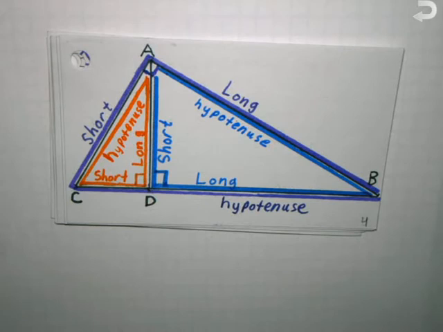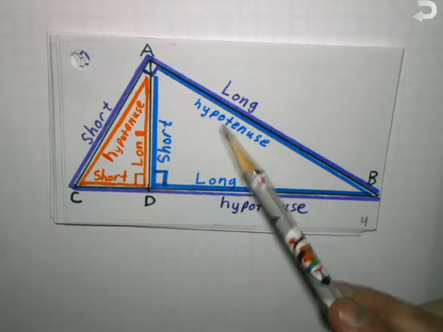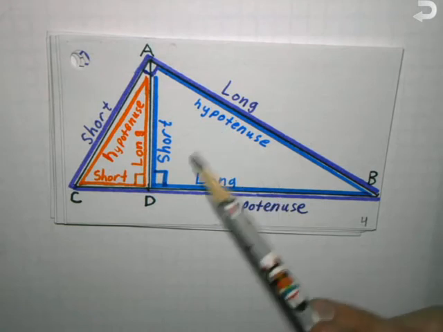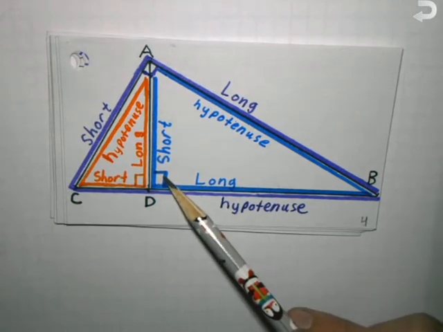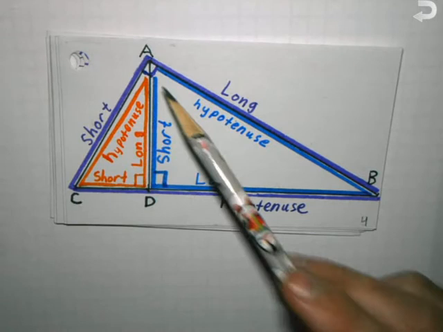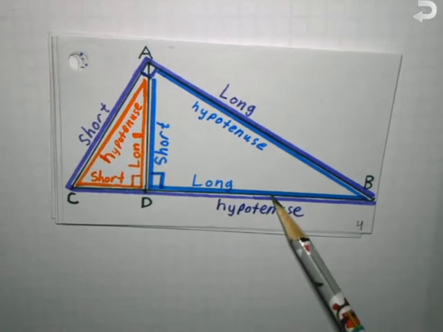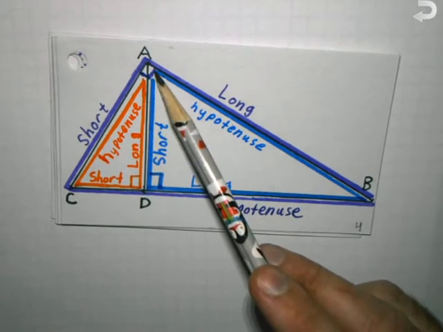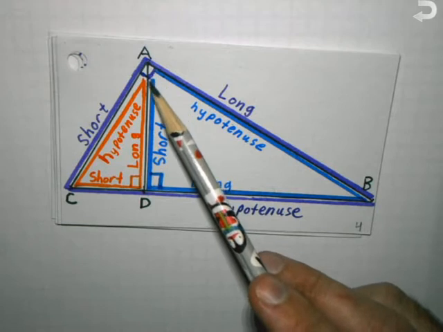And the hypotenuse is always opposite of the right angle. The hypotenuse is opposite the right angle. And that way, if you do your right angles in the same color as your triangles, then you will know to look for the hypotenuse opposite of those right angles.